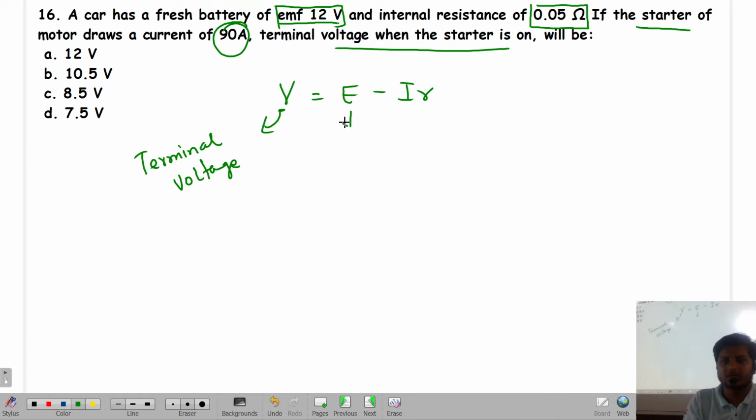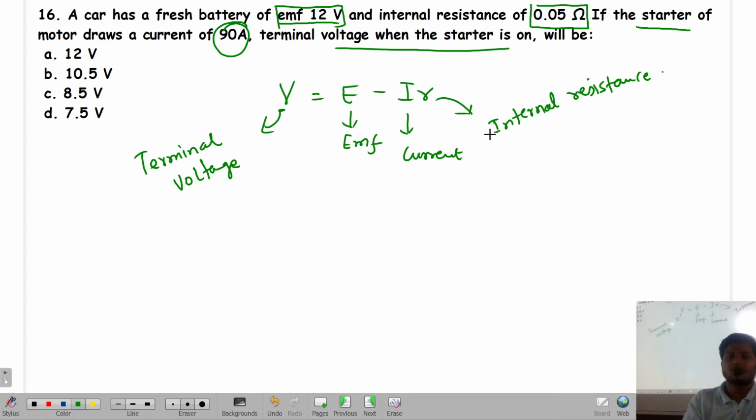This is my EMF. This is my current. And this is my internal resistance. Yes or no? Now, one of the most important points: if I give you resistance in series, R will be R plus R. Got it or not? If it is in parallel, we'll have to calculate the effective resistance then. Got it or not? Okay. So this is the most important property.